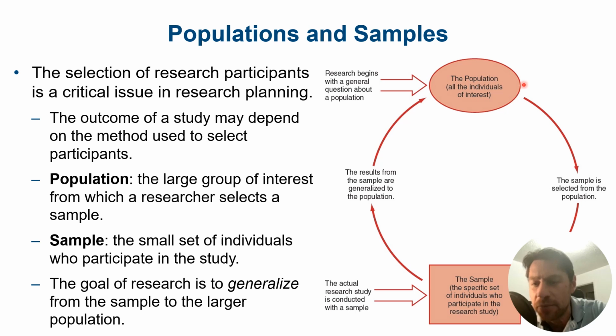So again, you have the population. That's all the individuals that you care about. You take a small sample of that population. You perform your experiment on that sample, collect data, analyze the data. You get your findings, and then you generalize the results and conclusions from the sample back to the population.